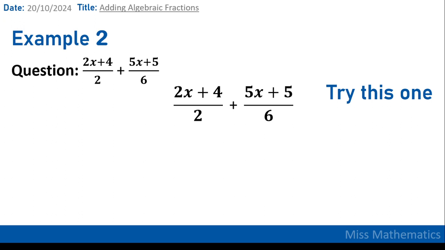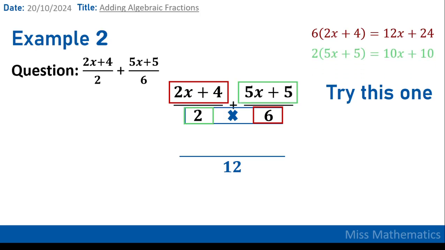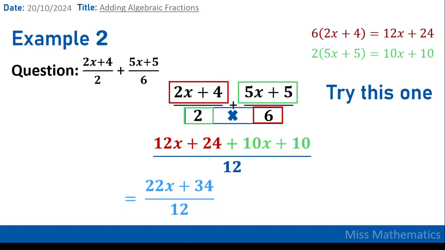Try this example yourself. It's fairly similar and use the same method. So if we start off by multiplying the denominators, 2 times 6 gives us 12, then cross multiplying 6 times (2x + 4), which gives you 12x + 24, and then 2 times (5x + 5), which gives you 10x + 10. Add them all together on the numerators and you get (22x + 34)/12.